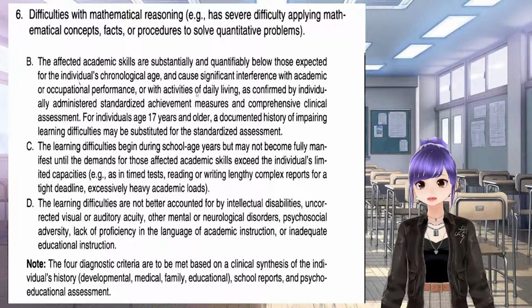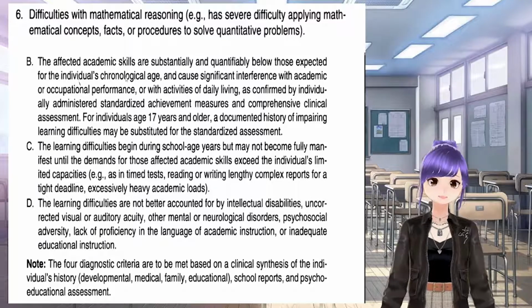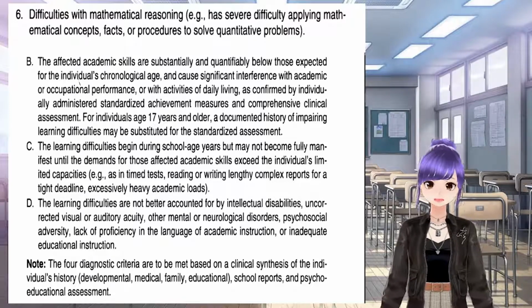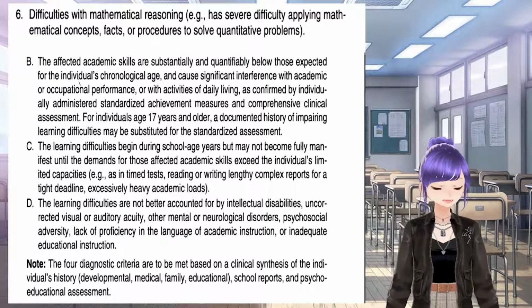So letter B, the affected academic skills are substantially and quantifiably below those expected for the individual's chronological age and cause significant interference with academic or occupational performance or with activities of daily living as confirmed by individually administered standardized achievement measures and comprehensive clinical assessment. For individuals aged 17 years and older, a documented history of impairing learning difficulties may be substituted for standardized assessment.